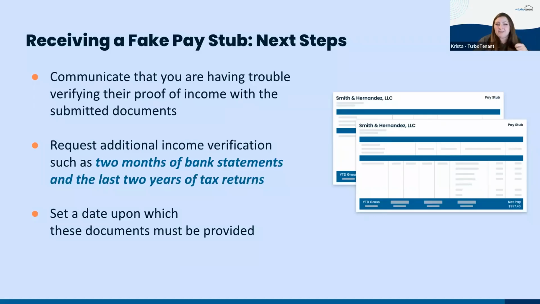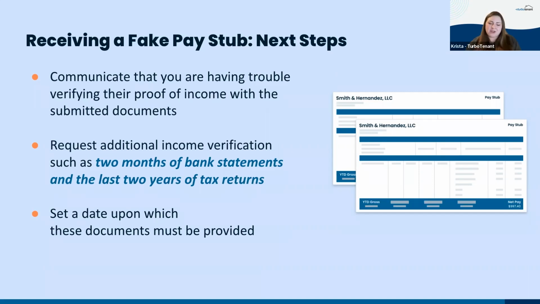Lead with curiosity. Say, hey, I'm having some trouble verifying your proof of income with the documents that you gave me. I'm going to need some additional documentation. Can you get me 2 months of bank statements and the last 2 years of tax returns? While these steps may be an extra hassle for renters who are honest, if they really want to rent your place, they will most likely comply with your request. On the other hand, if they are not honest, they will realize that the jig is up and move on to the next susceptible landlord.